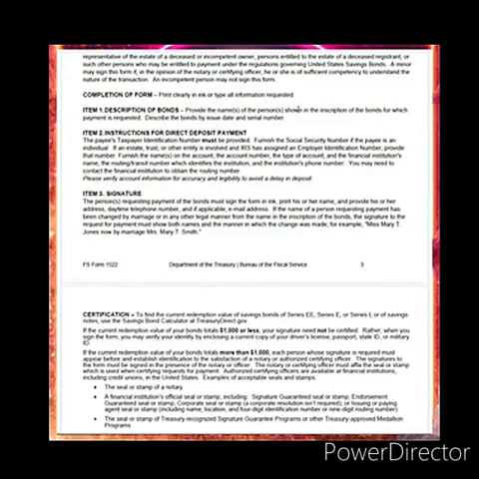Item 1, description of bonds. Provide the names of the persons shown on the inscription of the bonds for which payment is requested. Describe the bonds by issue date and serial number, which we've already covered. Item 2, instructions for direct deposit payment. The payee's taxpayer identification number must be provided. Furnish the Social Security number if the payee is an individual. If an estate, trust, or other entity is involved, and IRS has assigned an employer identification number, provide that number. Furnish the names on the account number, the type of account.